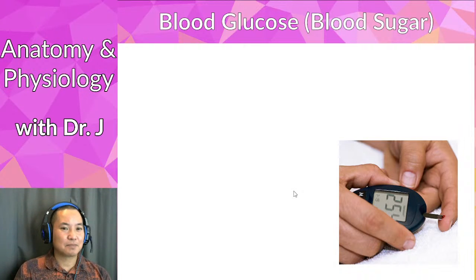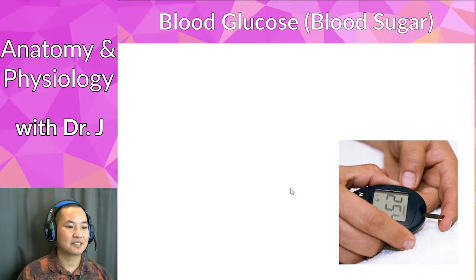Alright, so let's talk about blood glucose, sometimes commonly just called blood sugar. And when they say blood sugar, they're referring to blood glucose because it's the most common and easily converted into energy in your body, so usually that's what they're referring to.